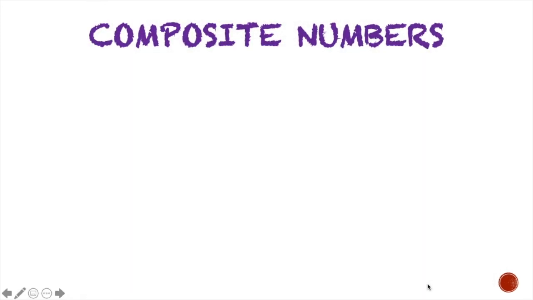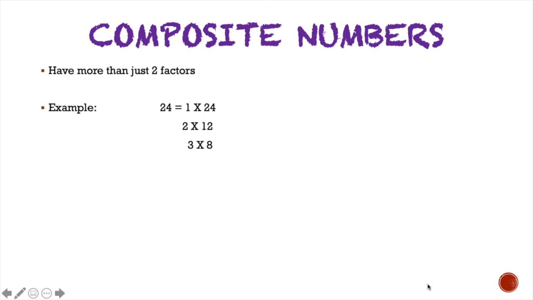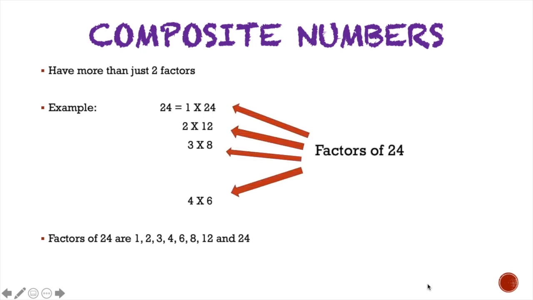Composite numbers, on the other hand, have more than just two factors. For example, if we look at the number 24, we see that we can get 24 by multiplying the factors 1 and 24, 2 and 12, 3 and 8, or 4 and 6. These numbers are all factors of the number 24.